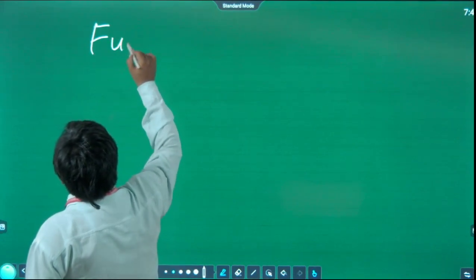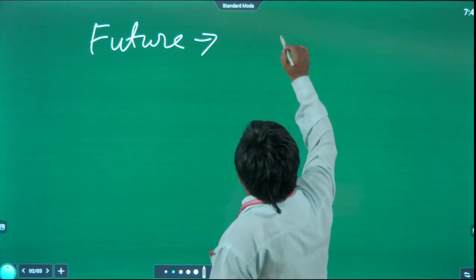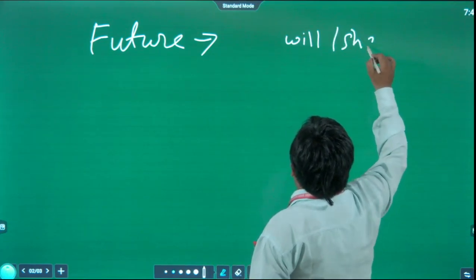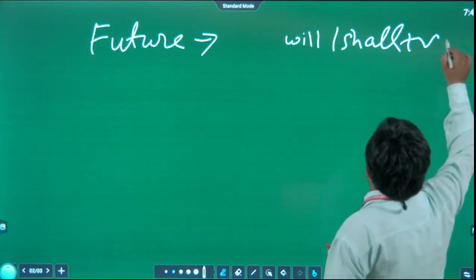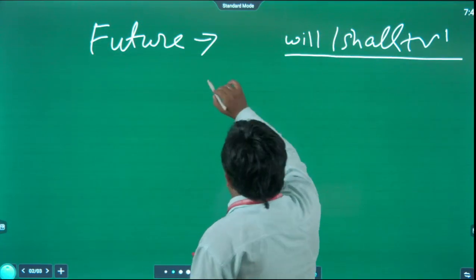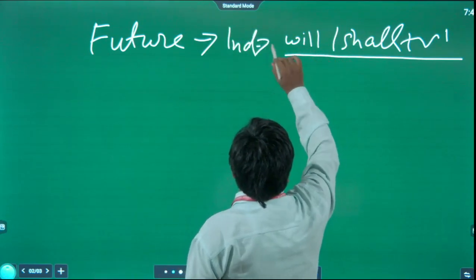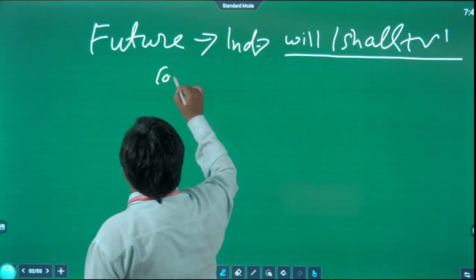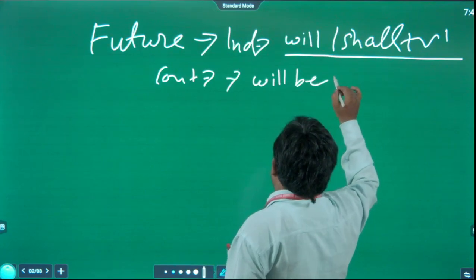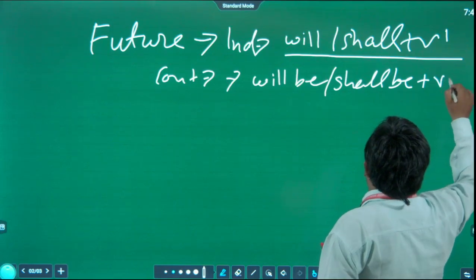In the future indefinite tense, we use as helping verb will or shall, and the first form of the verb. This is the rule of the future indefinite tense. For the future continuous tense we use will be or shall be plus the ing form of the verb.